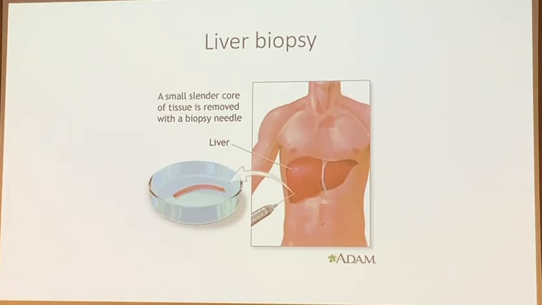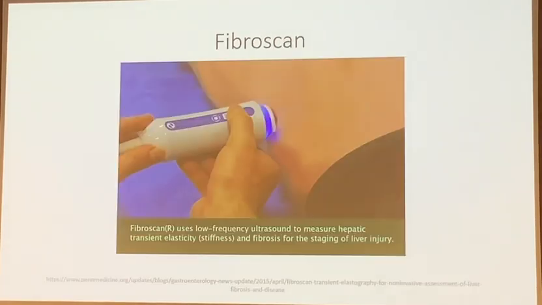Liver biopsy also, if you have a liver where you want to know whether there's hepatitis and you want to know the cause, you then do a liver biopsy and look into it under the microscope. FibroScan is non-invasive. You can test with it how much fat is in the liver and how much fibrosis is there in the liver.